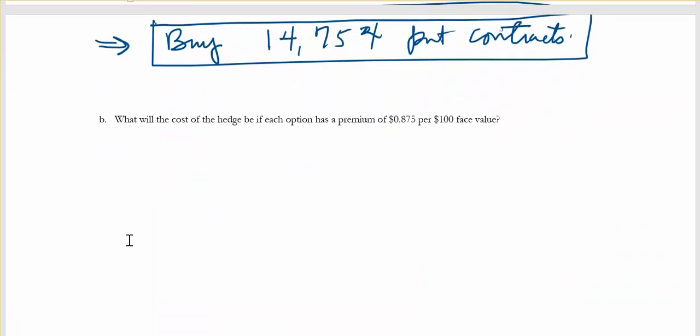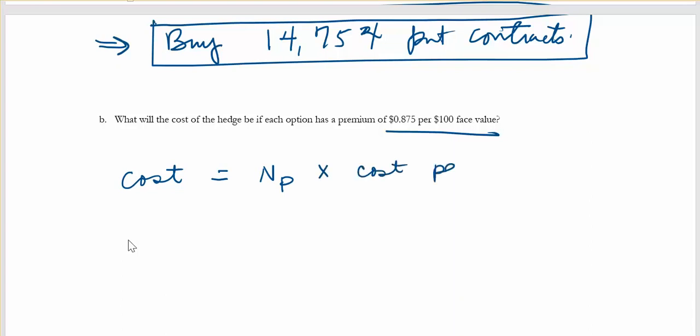Okay, the last question is, what will the cost of the hedge be if the option has a premium of 0.875 or 87 cents per $100 face value? So recall from what I had said during our live session, because an option is valuable, you have to pay for the option up front, whether or not you end up exercising the option at the expiration date. So the cost is simply the number of the puts that you're buying times the cost per put.